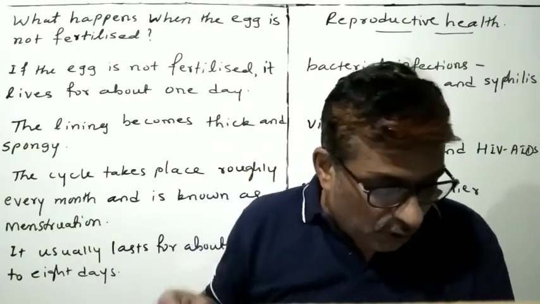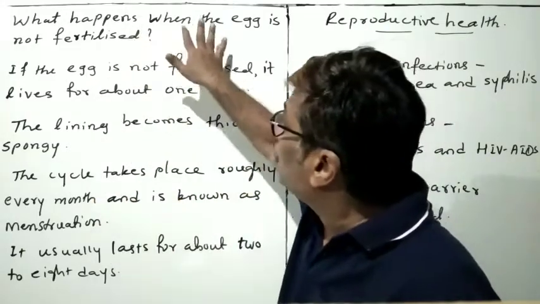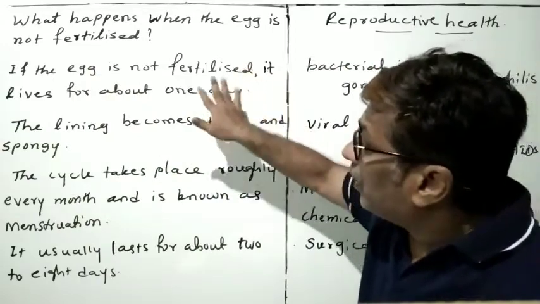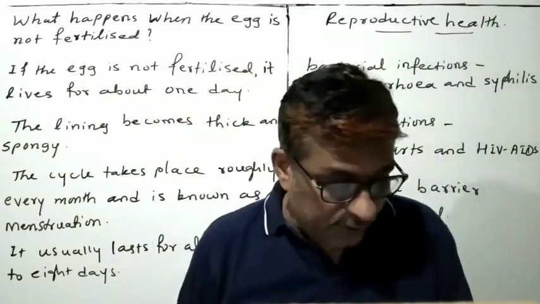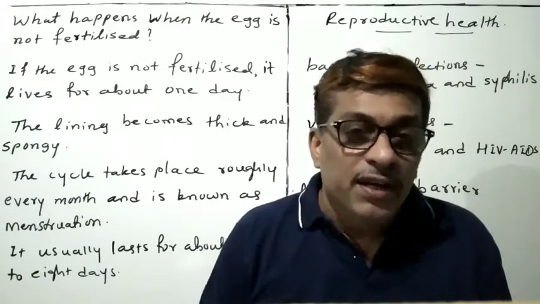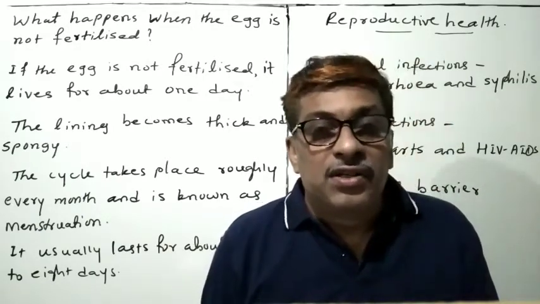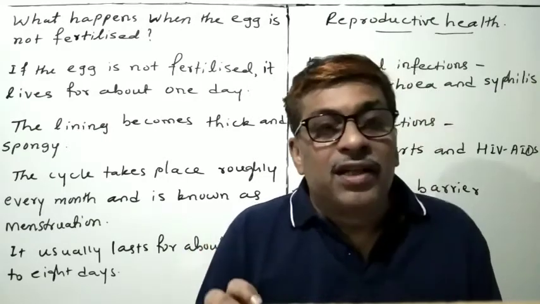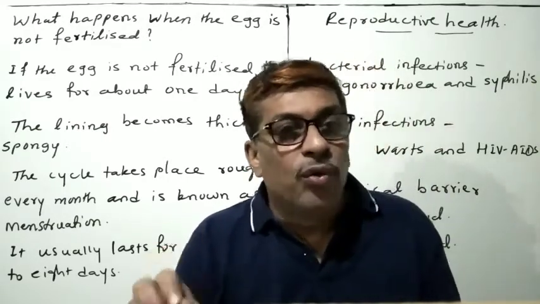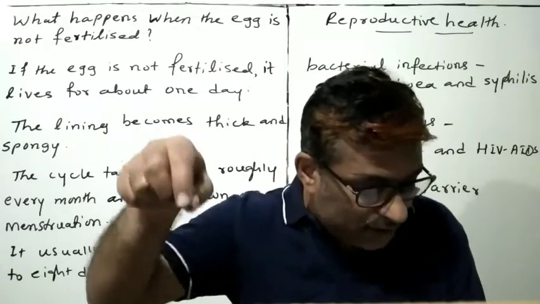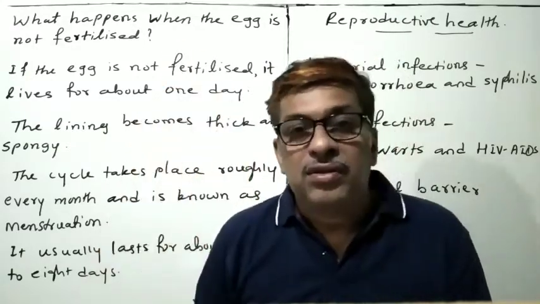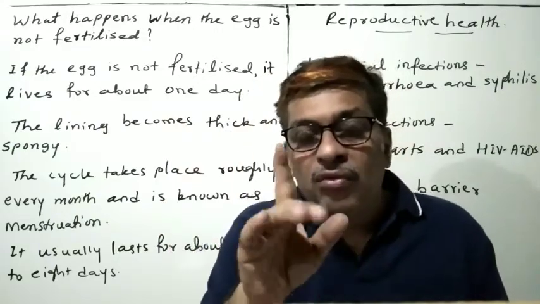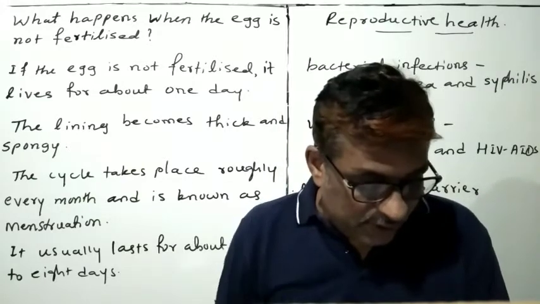Now, what happens when the egg is not fertilized? See, if the egg is not fertilized, it lives for about 1 day, since you know that the ovary releases 1 egg every month. You know that there are 2 ovaries. In one of the ovaries, 1 egg will be released.